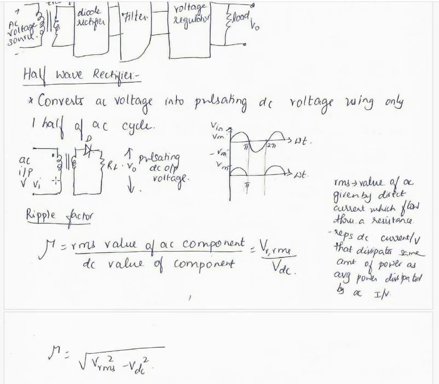So this is the diagram. For the positive half of the input signal, for this half only, the diode is in forward bias, and so we get the output signal as such. For the negative half of the signal, the diode is reverse biased, and so there is no output here.